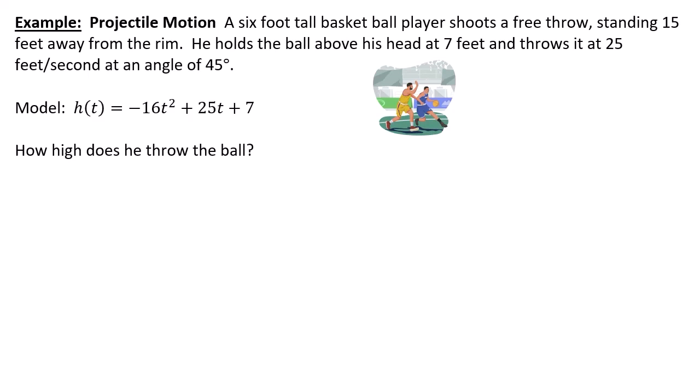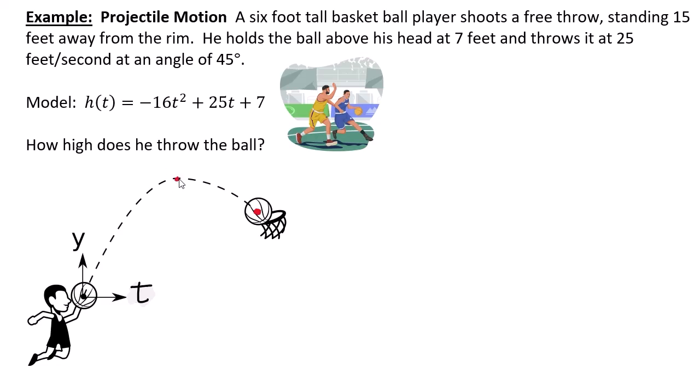How high does he throw the ball? We have to find the vertex. So I'm seeking the vertex. What is the highest point that he throws the ball? And that is here at the vertex. And I'll use my formula. So that is when t, instead of x now I have t, is minus b all over 2a.